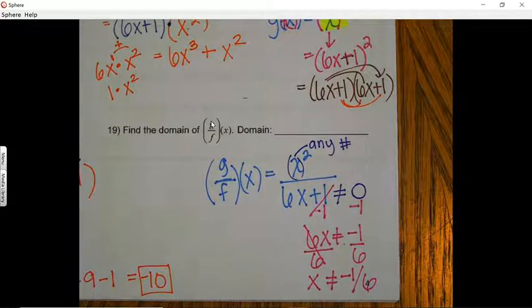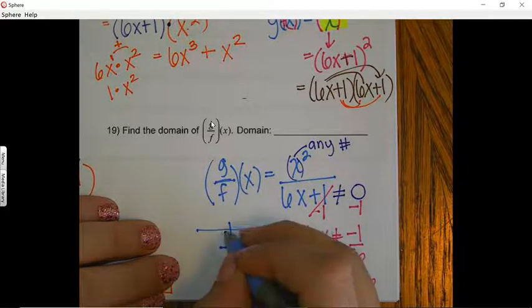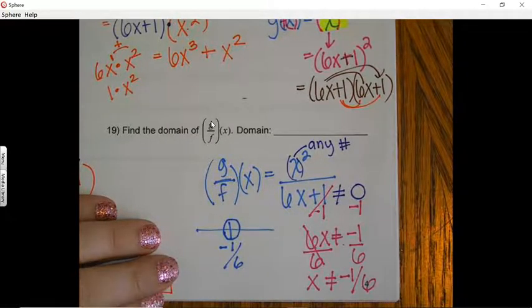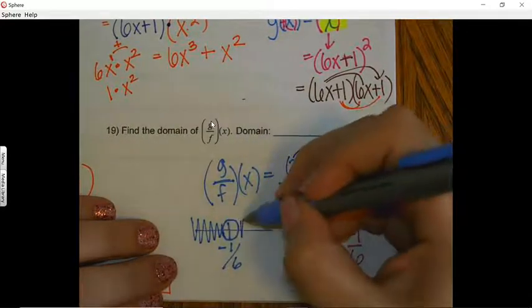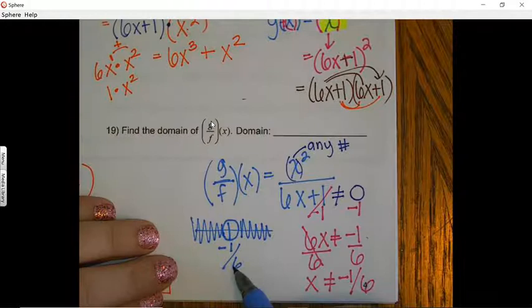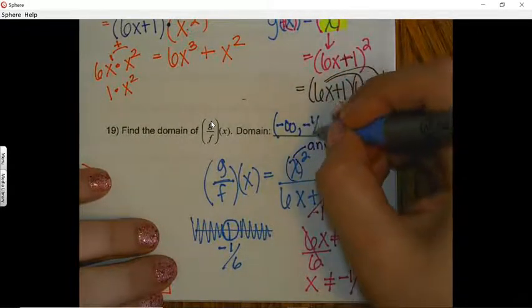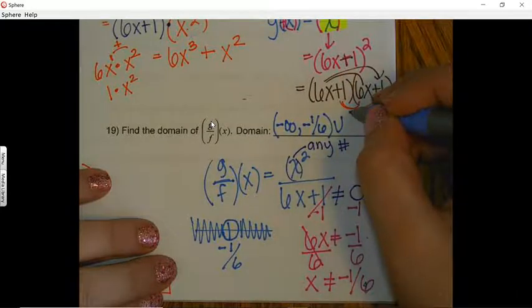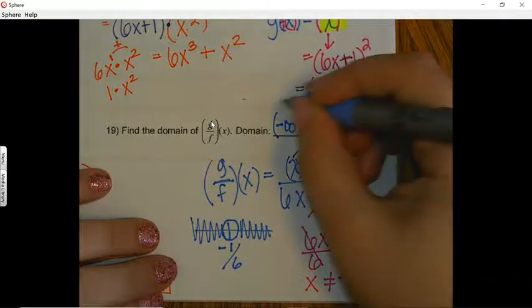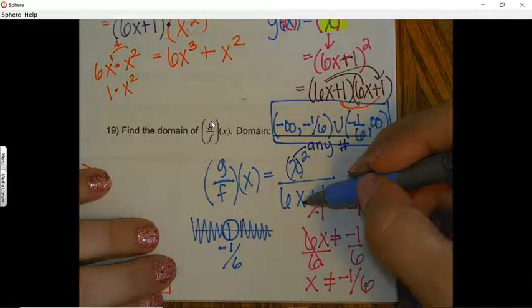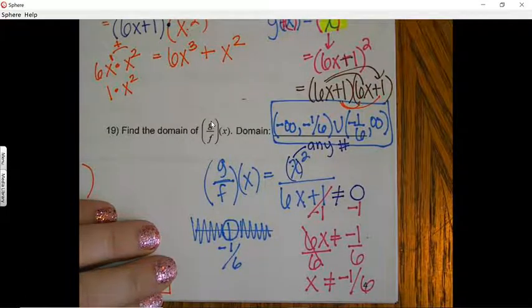So if I draw that in a picture, it can't be. That's why I'm putting the open circle, which means I need to put a parenthesis here. It could be any number, just not that one. So my domain would be any negative number up to negative 1/6, not including it, and anything greater than negative 1/6. So any of these numbers can go in either x spot, and we'll make this a real number, just not negative 1/6.